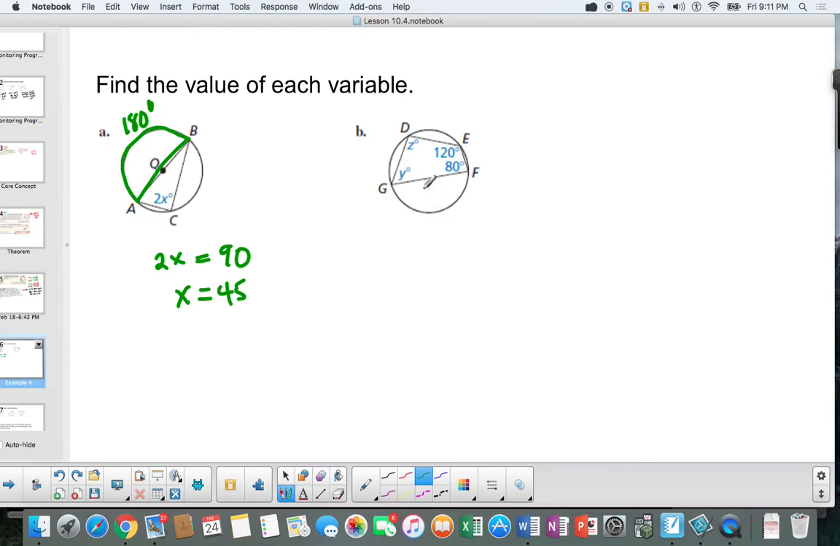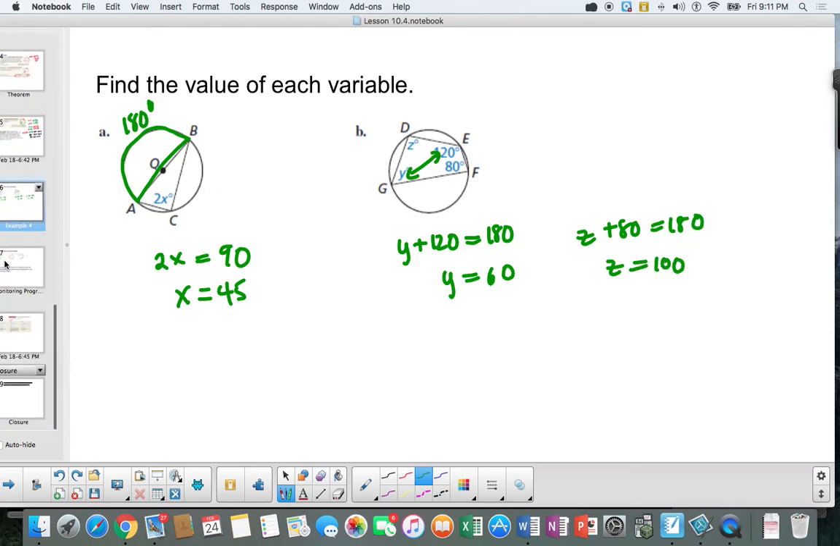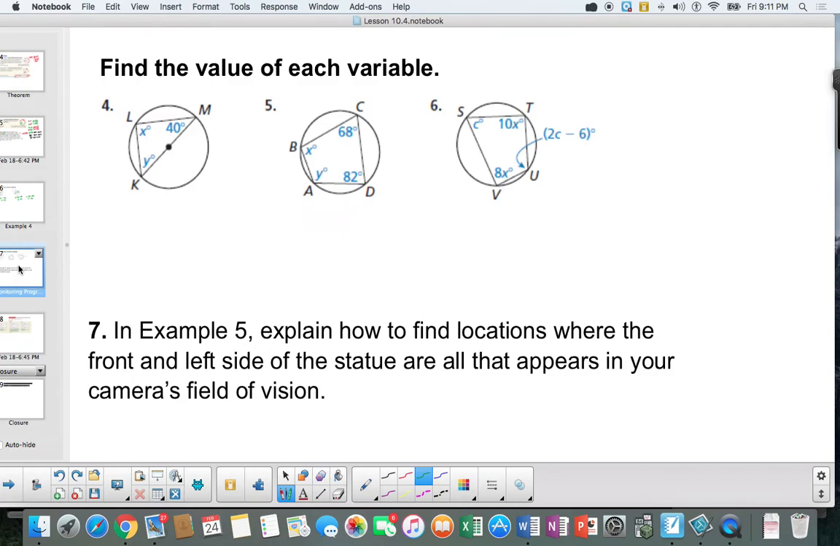This is our other theorem. These two opposite angles are going to be supplementary. So that's going to equal 180, and z plus 80 is going to equal 180. So y will be equal to 60, and z will be equal to 100. All right, your turn.